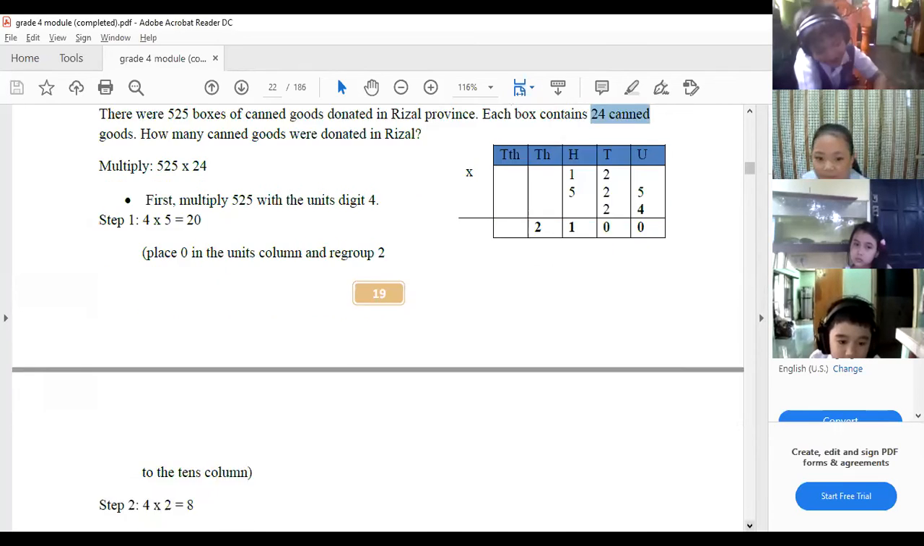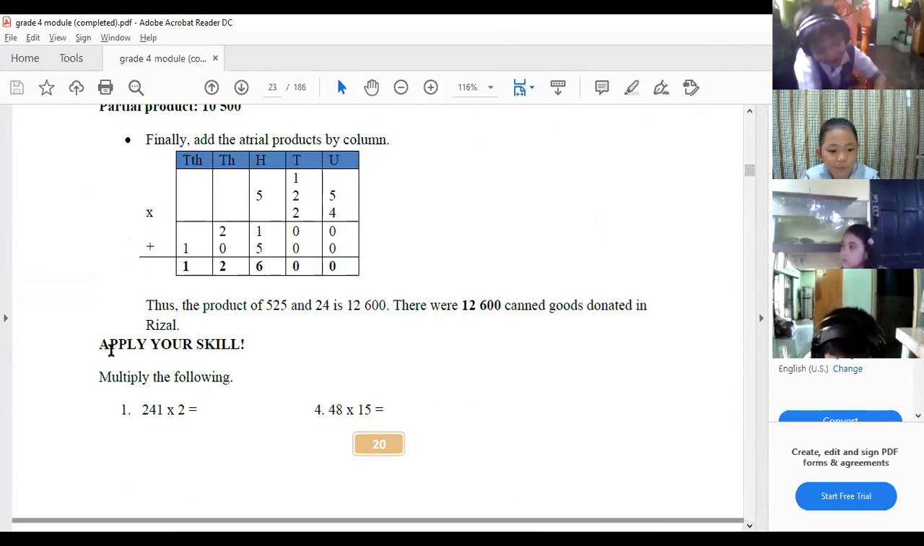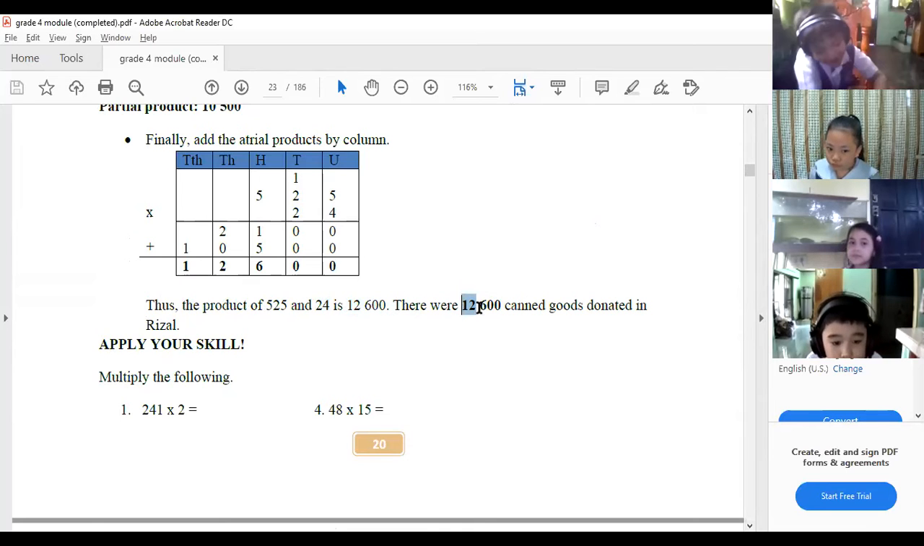So the answer there is 12,600. Thus, the product of 525 and 24 is 12,600. So, there were 12,600 canned goods donated in Rizal. Okay?